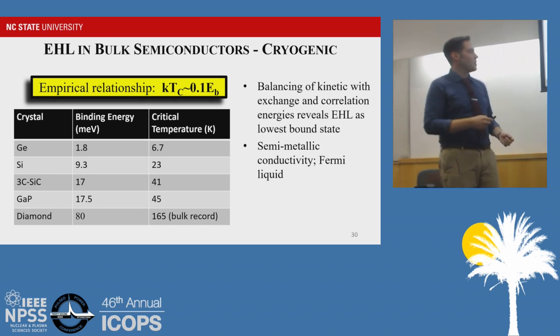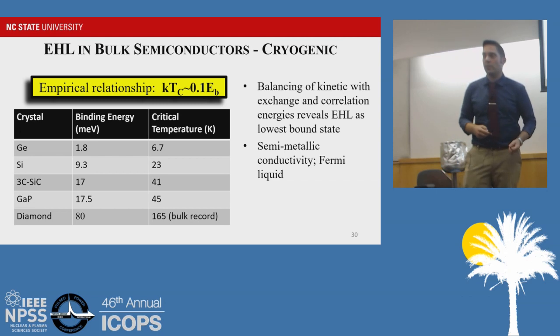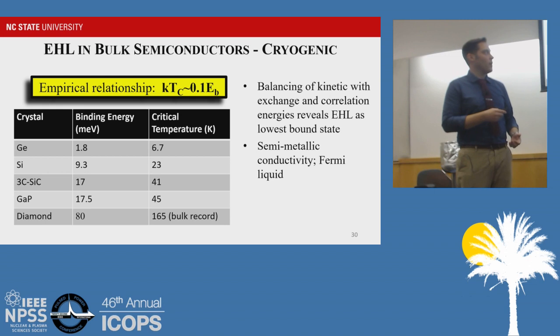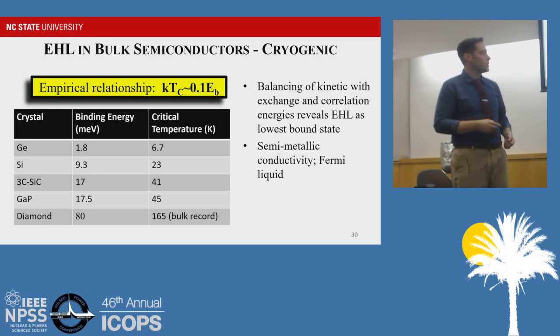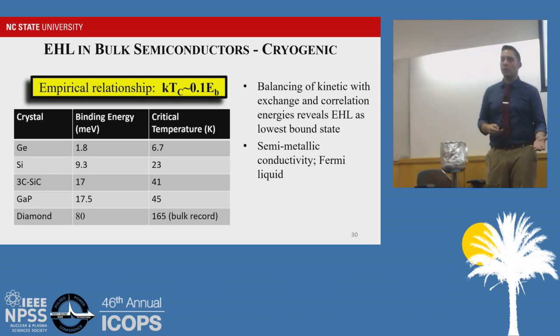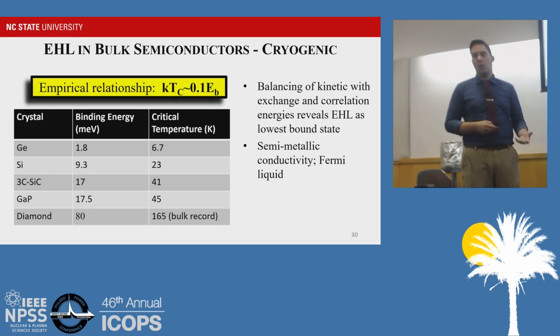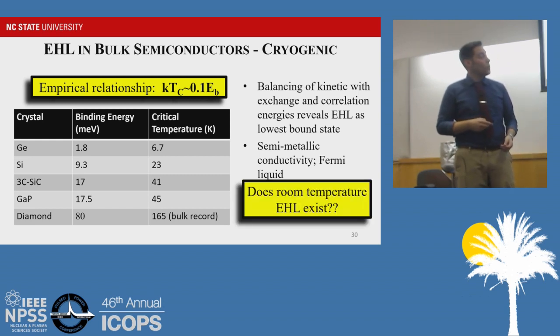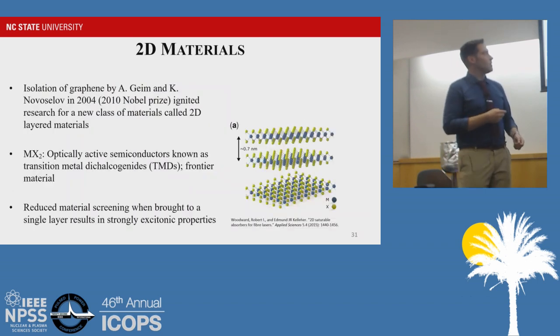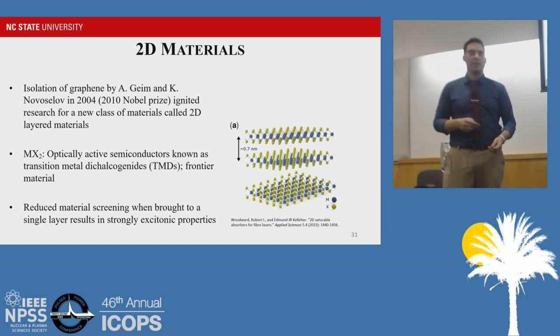So the question came to a point, because this discovery was great, but it's all cryogenic and we can't really do very much with it, at least in practical applications. It's not nice to bring around liquid helium cryostats. So is it possible, can we find a system where the binding energy is large enough that we can reach room temperature electron hole liquids? And so, does that exist? Yes. I won't spare you any suspense here.